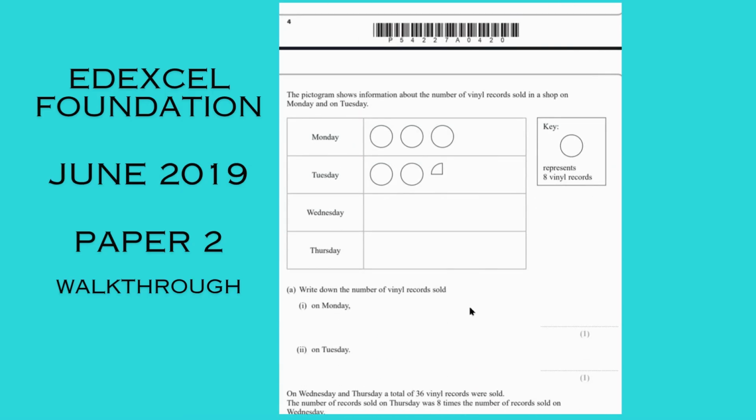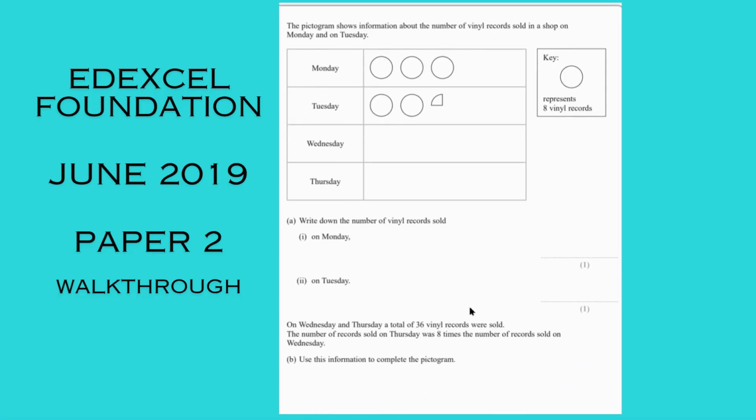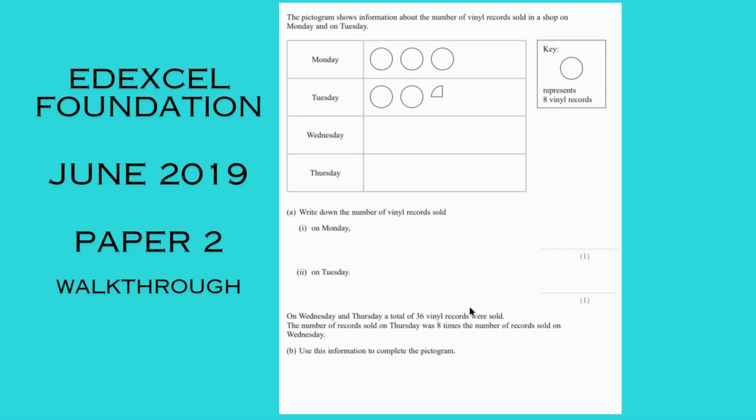Question 9. They do really like their pictograms. Edexcel seems to have one on every set of papers. As soon as you see a pictogram, have a look at the key. Each circle is 8. I always like to make a note. A quarter of a circle will be 2. So there's 18 on that line. And as we start reading, we've actually answered the questions already. 24 and 18. They don't always ask them like that, but sometimes you need the totals and so on.